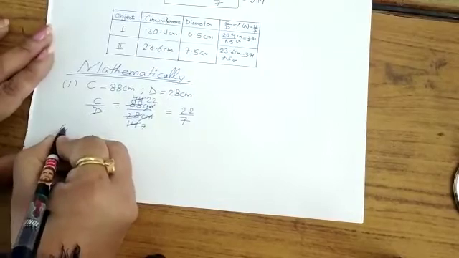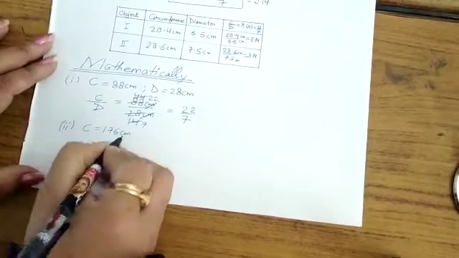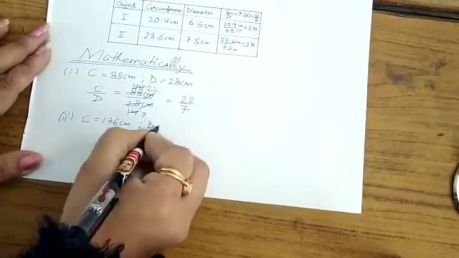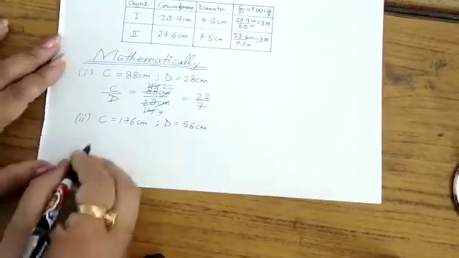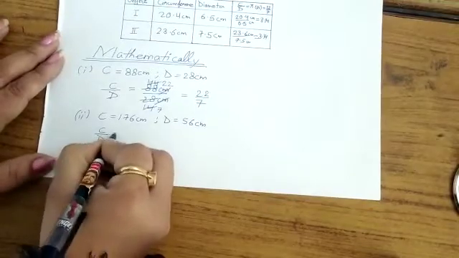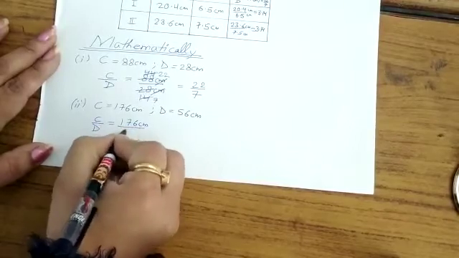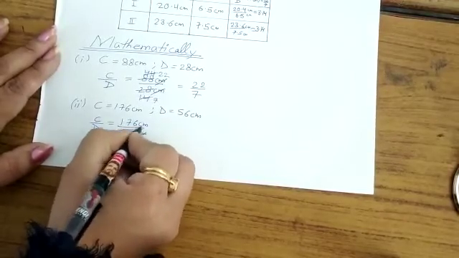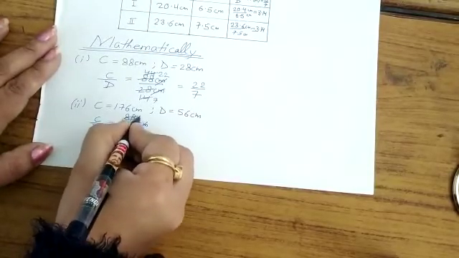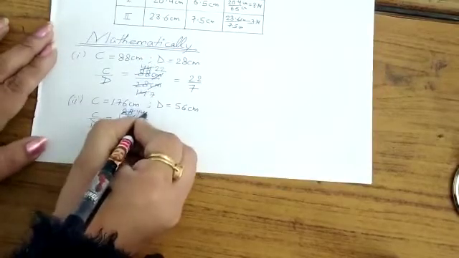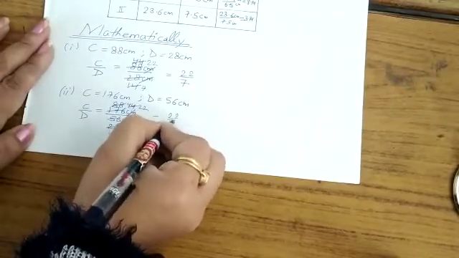Again, one more case I am showing you. If the circumference is 176 centimeter and the diameter is 56 centimeter, again we will find the ratio of circumference and diameter. Let's see what is coming here. 176 centimeter by 56 centimeter. Again we will reduce it to the lowest terms. On solving or reducing it to the lowest fraction, we get 22 by 7.